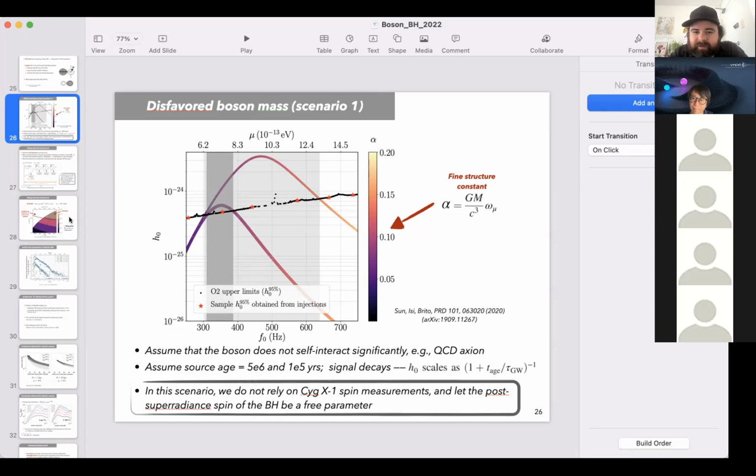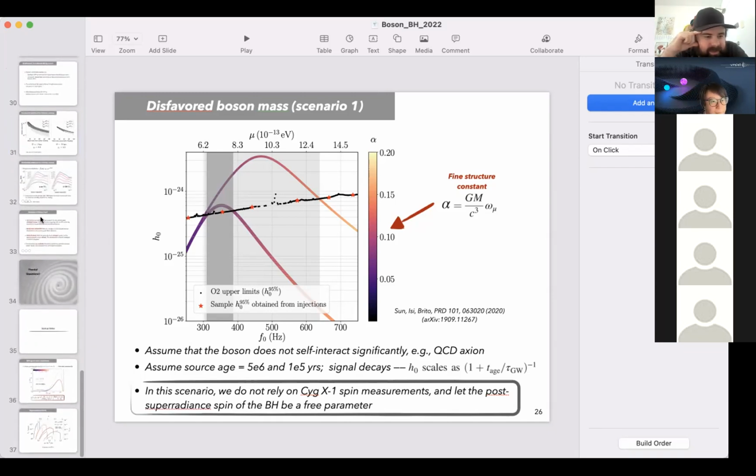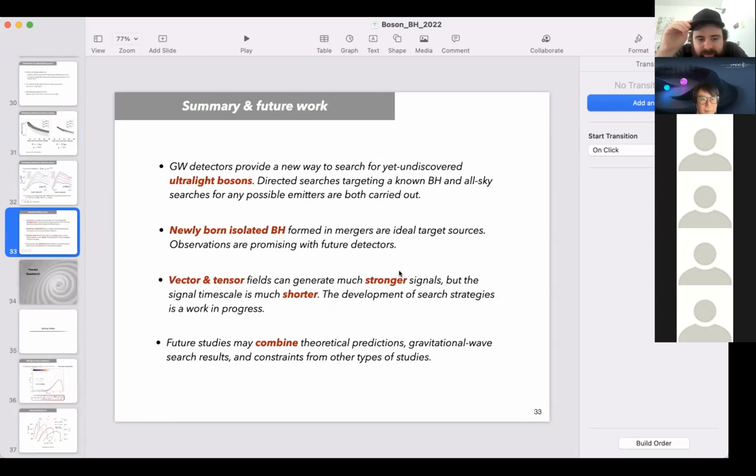Maybe, yeah, I did have a few more questions. What would be the more interesting one? I guess you mentioned very briefly at the end the constraining of not just scalars but vector bosons and tensors. Can you go back to the summary slide? You said the development of the search strategies is a work in progress. I'm not entirely sure why you would need a different search strategy for them if it's just a matter of signals with a different amplitude and a different frequency. Why does the search strategy need to be different?